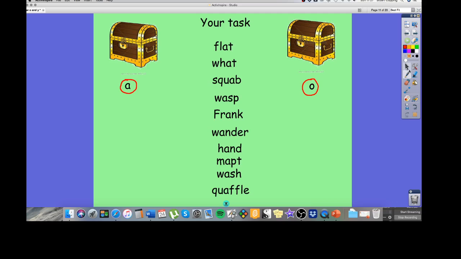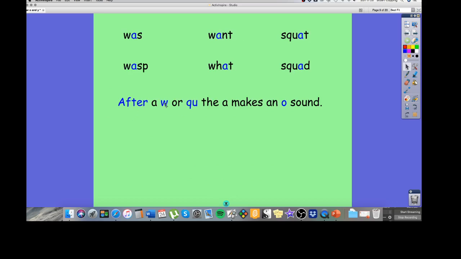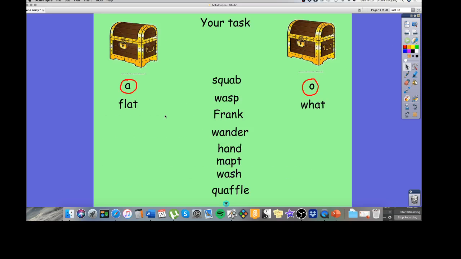So for example, the first one, and we'll do this one together, is flat. It doesn't have a W before it, so it can't be the O sound, so it's flat. So you would write that one underneath the A, because it makes an A sound, not an O sound. We don't say flot. Okay, this one, we've got W. Is it wat or is it wot? Okay, so some of them make the sound, but they're not real. And some of them are real. It's about you knowing the rules. So the rules were after a W or a Q, it makes an O sound. If there's no W or a Q, it doesn't make that sound. It makes the A sound.